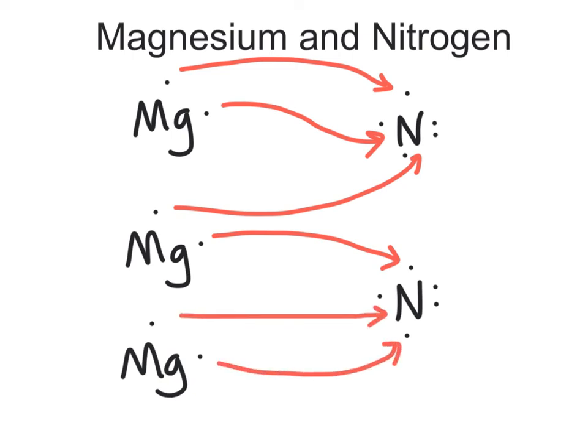And now I know I'm done because all 3 of my magnesiums have gotten rid of all of their valence electrons, and both of my nitrogens have a total of 8 valence electrons. So now I know that I'm done. I'm going to write my formula, and I'm going to count. I have 3 magnesiums, so when I write my formula, I'm going to write Mg3. And I have 2 nitrogens, so I'm going to write N2. So my final formula is Mg3N2.